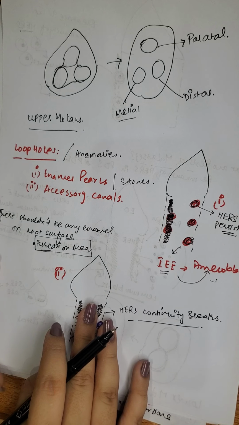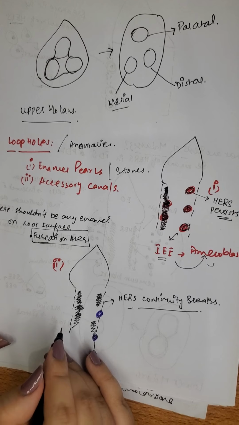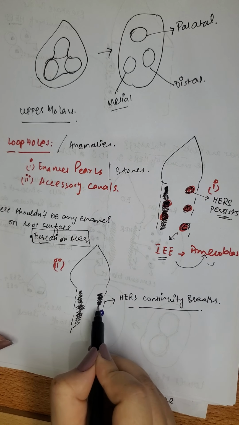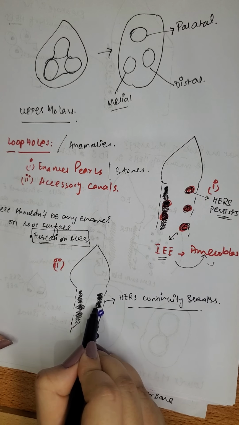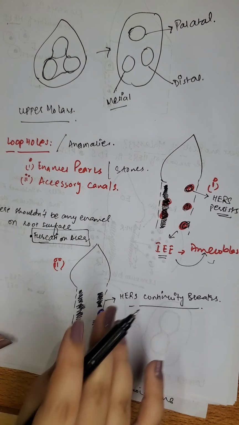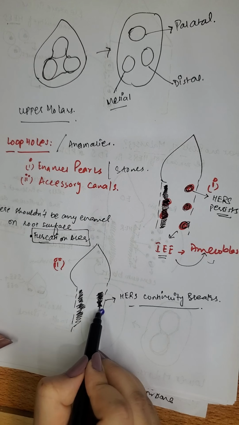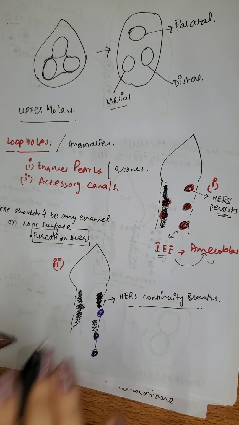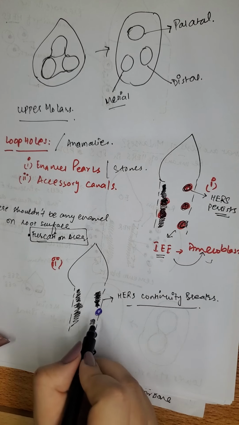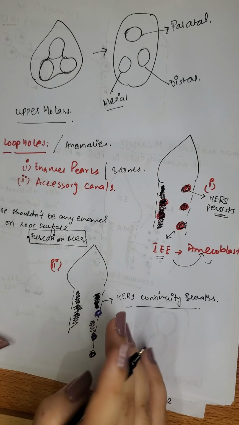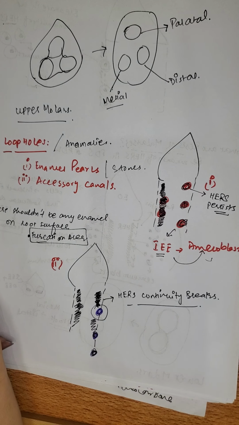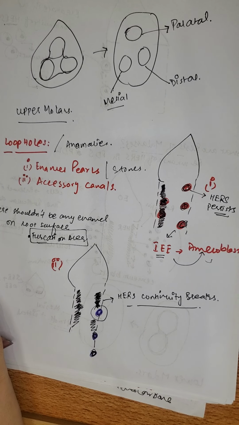Now when we study how the accessory canals are formed, this was the Hertwig's epithelial root sheath. Whenever there is any breach or breakage in the continuity of the Hertwig's epithelial root sheath before the formation of the radiculodentine, before the formation of what? Radiculodentine, accessory canals are formed. Accessory root canals are formed.